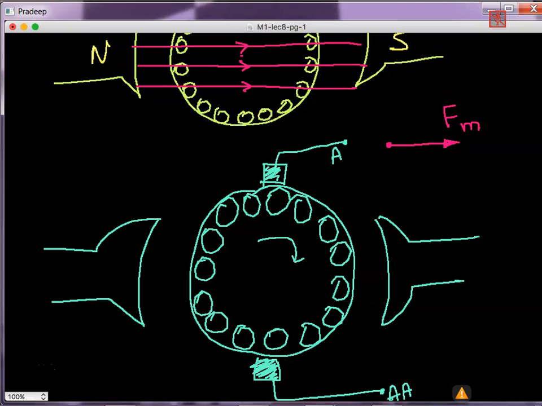Now what is the direction of the current? Let us represent the direction of the current. I will represent the current direction by a cross mark here. Whenever there is a current carrying conductor, it will have a magnetic field. So this is again a cross, whereas this one is a dot.